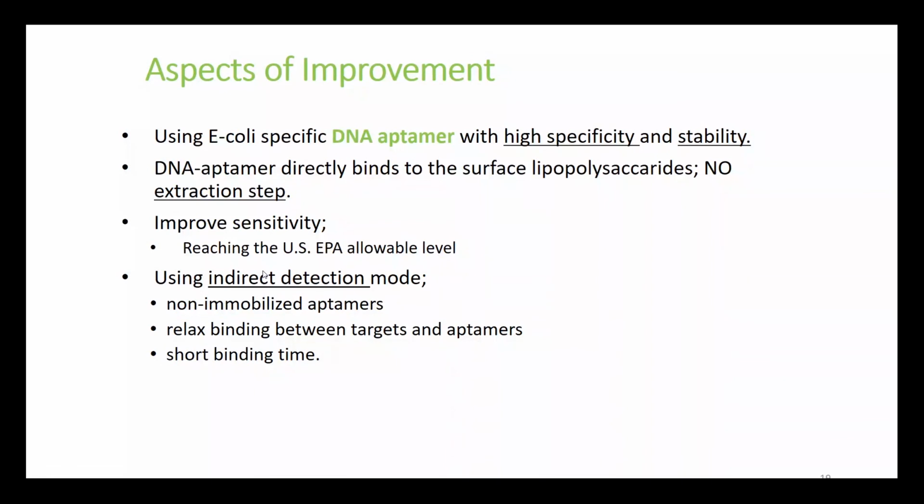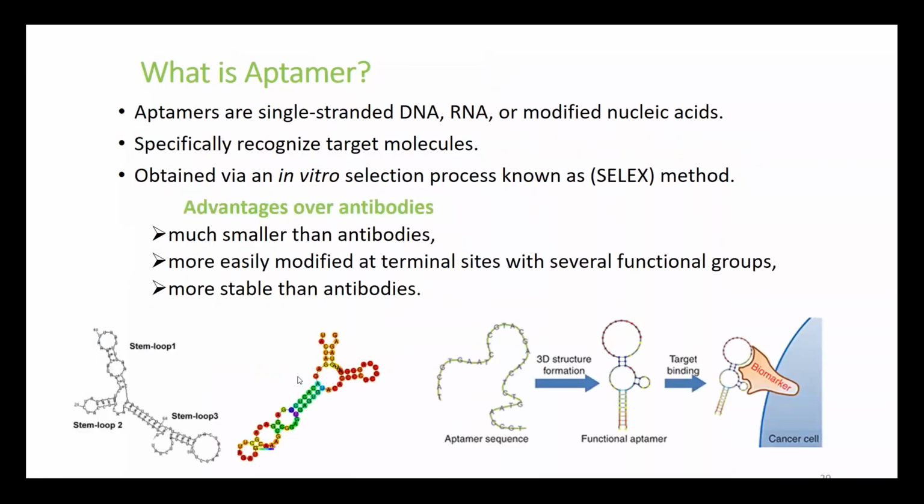To make our system more stable, even stable in any condition, we try to use DNA aptamers, which are synthetic biorecognition molecules. And also in our system, we try to make an indirect detection mode. I will explain them with the scheme, and you may understand better. This indirect detection mode is also capable of making our system more stable and sensitive, with fast detection.